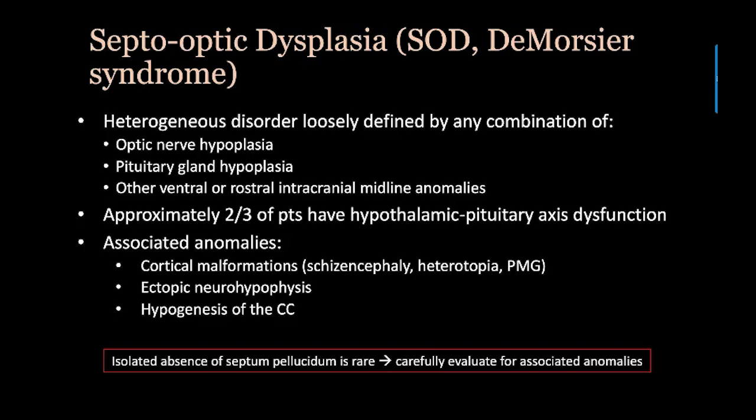Approximately 2/3 of patients have hypothalamic pituitary axis dysfunction, and there are other associated anomalies including cortical malformations, ectopic neurohypophysis, and hypogenesis of the corpus callosum. We should keep in mind that isolated absence of septum pellucidum is quite rare. Therefore, whenever we see absence of septum pellucidum, we should look for other findings and make sure that we do not miss associated anomalies due to satisfaction of search.